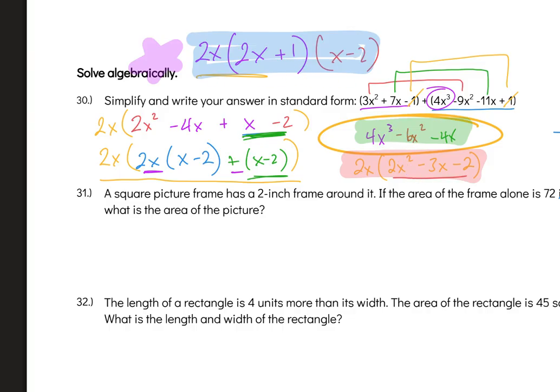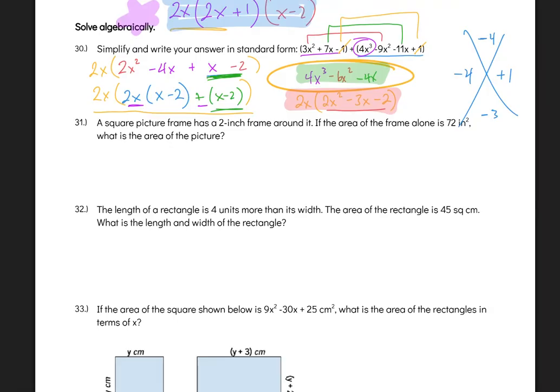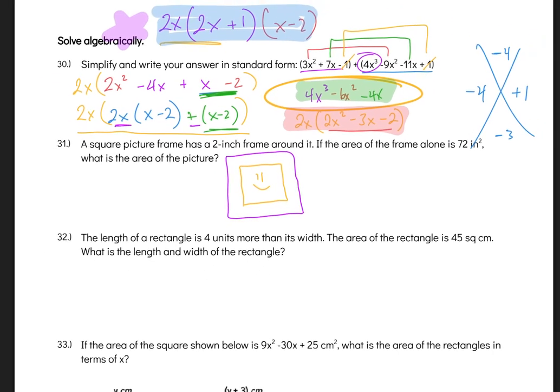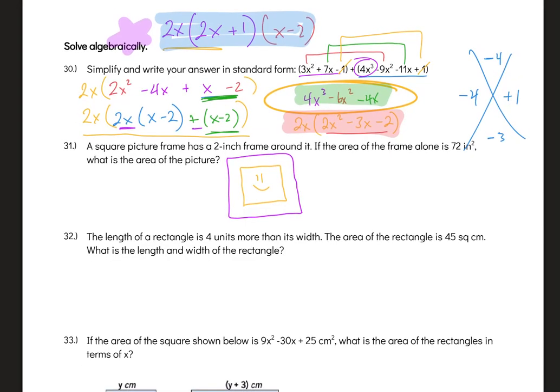Right, okay. A square picture frame has a 2-inch frame around it. I think this should say a square picture has a 2-inch frame around it. So this is what I'm going to do. I'm going to do it like this. The yellow is the picture. There's the awesome picture, right? Okay. If the area of the frame alone is 72 inches squared, what is the area of the picture?